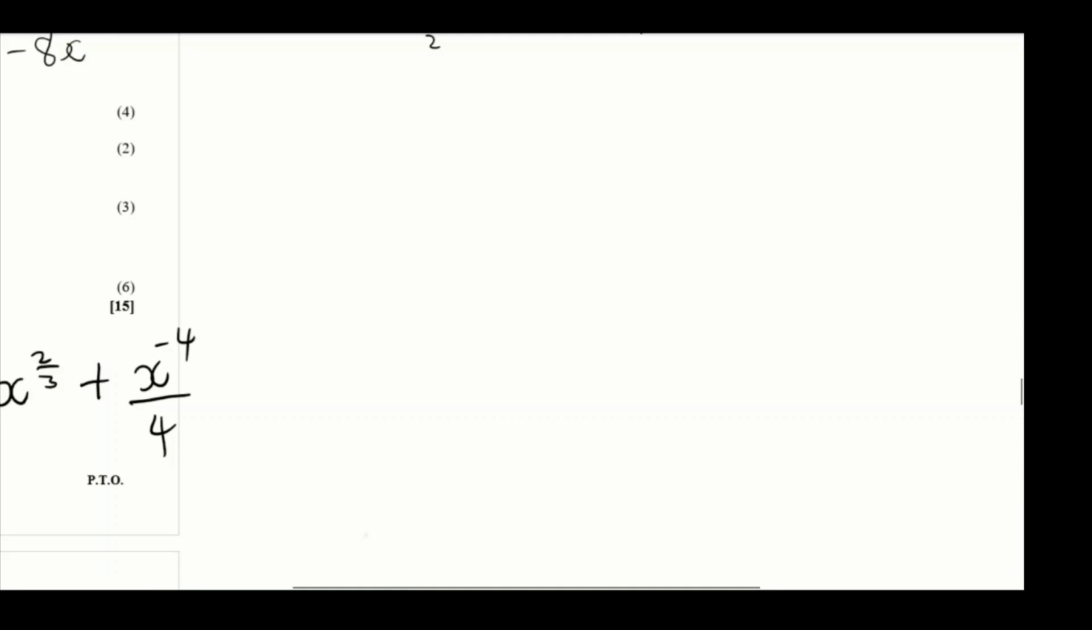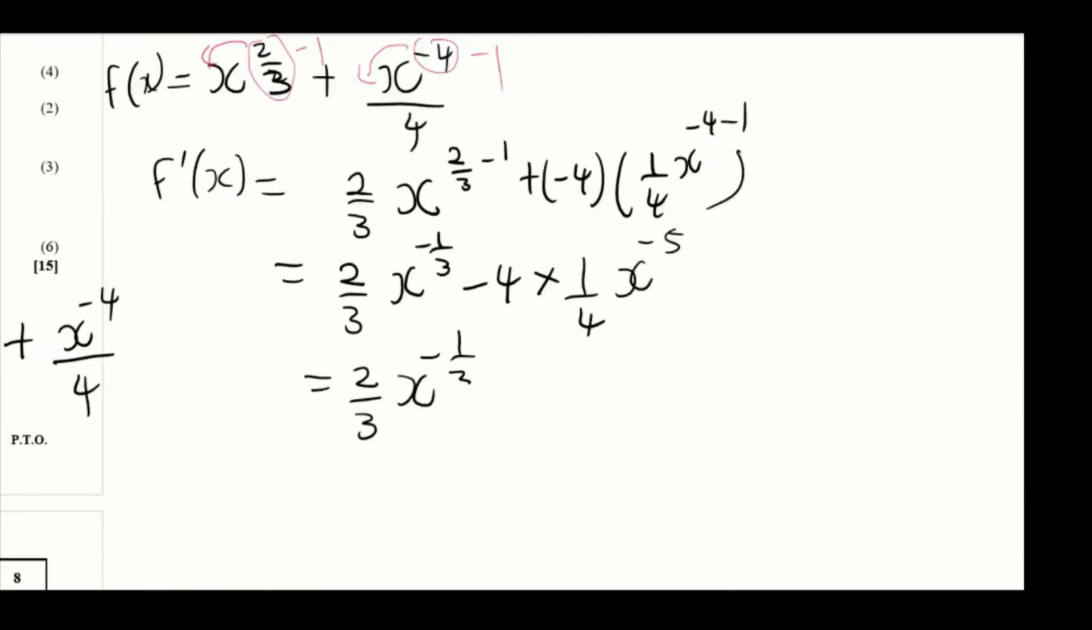And then we will have 2 over 3 x to the power of minus 1 over 3 minus x to the power of minus 5. Then we write it properly as 2 over 3 x to the power of 1 over 3 minus 1 over x to the power of 5. So you can leave it like this if you want.